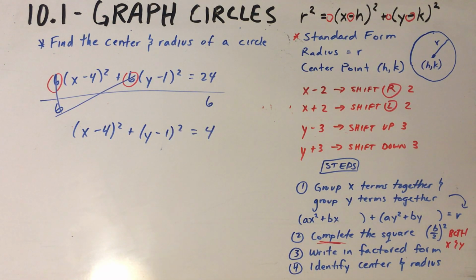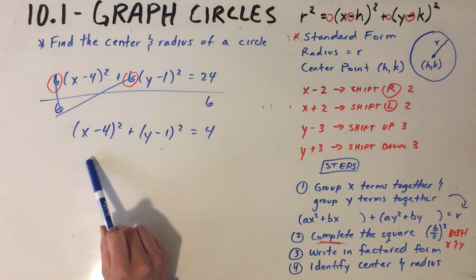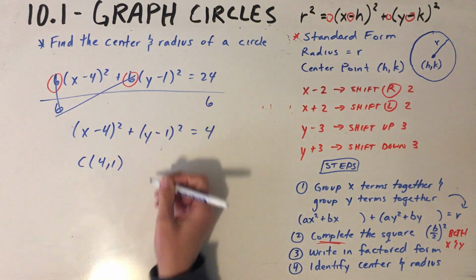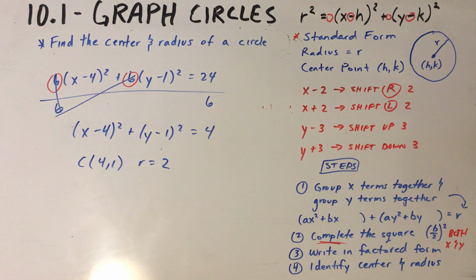Again, you're just going to divide by the coefficient if you see a problem like that. Then you'll identify the center point, which the center point here is going to be 4, 1, and the radius is going to be 2, because that is the square root of 4. All right, so you should be able to graph and put these in standard form.